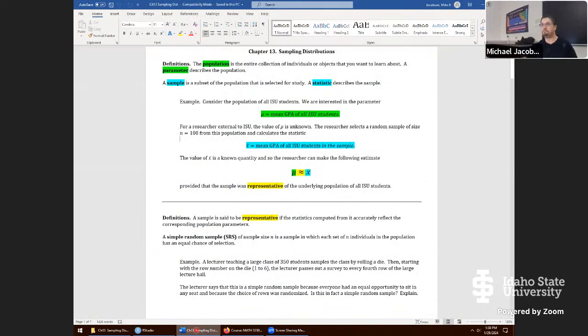So for the moment, we're right here. This is a pretty big wall of text, but it's meant to be just an illustrative example, so it's not as much stuff as it seems. We're starting off chapter 13 with a reminder of 2 massively important definitions in statistics: the definition of the population and sample, as well as their corresponding parameter and statistic. The parameter is always something that describes a population, and the statistic is something that describes the sample.